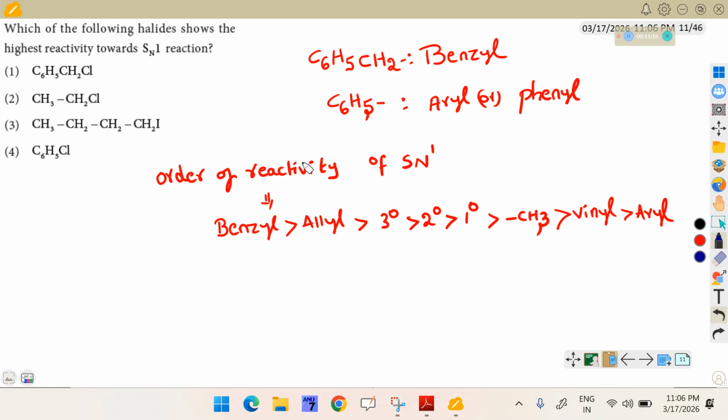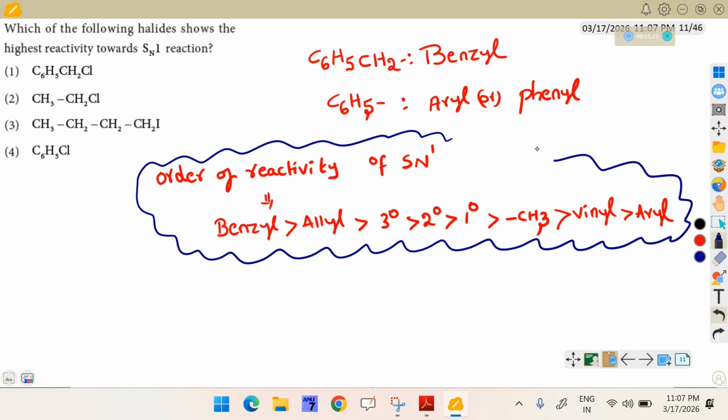Which of the following halides shows the highest reactivity towards SN1 reaction? The order of reactivity of SN1 reaction is benzyl greater than allyl greater than 3 degree greater than 2 degree greater than 1 degree greater than methyl greater than vinyl greater than aryl. Here one more important point is benzyl is C6H5CH2, phenyl formula is C6H5. C6H5CH2Cl, this is benzyl chloride. Highest reactivity. So no doubt, benzyl chloride has the highest reactivity.